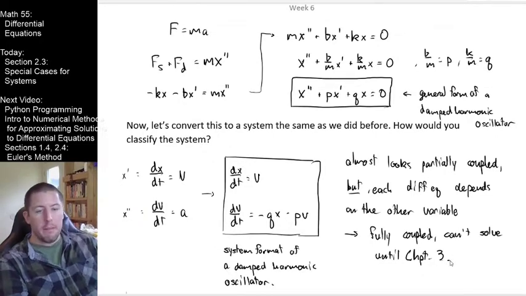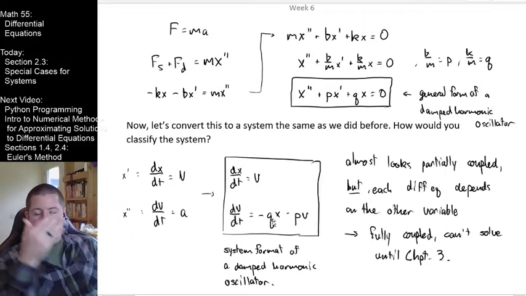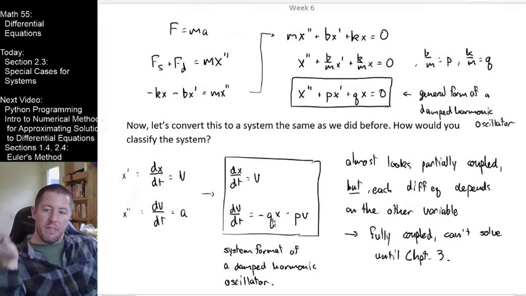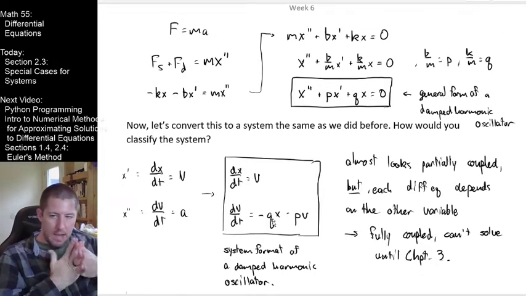So the bottom line here is, yeah, this is going to take an actual smarter technique that we don't have yet, that we're going to get in chapter 3. But again, don't be misled by there being a single missing variable from dx dt. Even just the differential equation dx dt equals v, dv dt equals x, that would be fully coupled because there's v stuff in the x equation, there's x stuff in the v equation. They're fully mixed together in that sense.